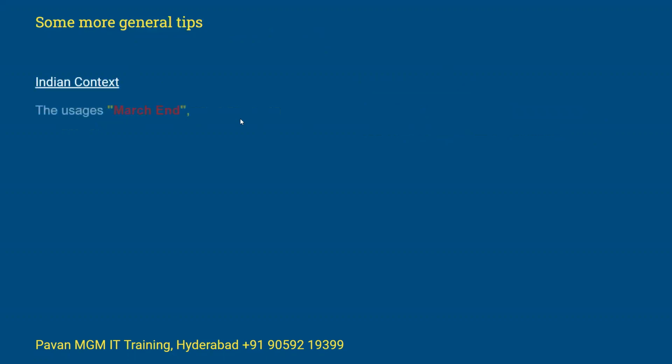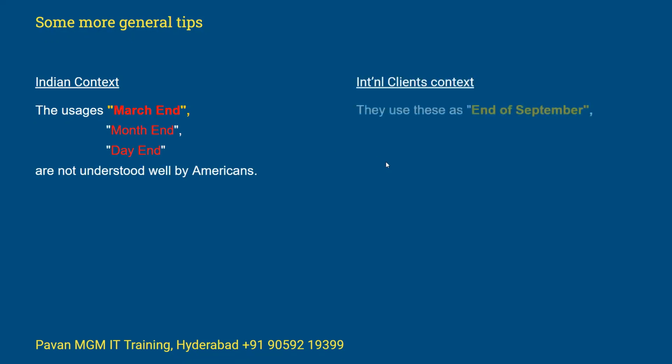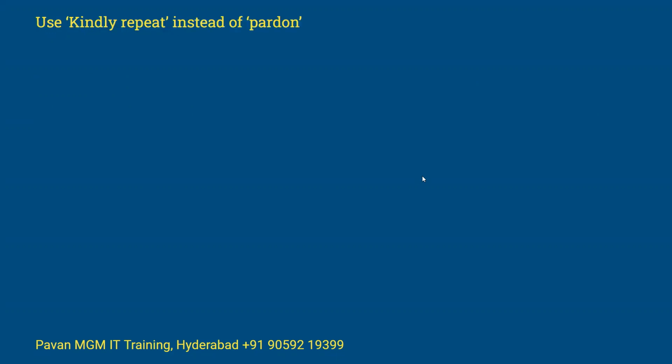And some more general tips. We generally say March end or month end or day end, right? Which are not understood well by the Americans. In international client context, they use these as end of September or end of March, or end of the month or end of the day. So instead of saying September end, you should say end of September. Or end of the month or end of the day, which we call in short as EOD. Clear?